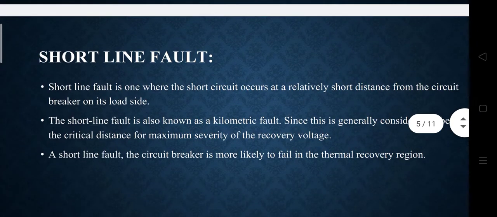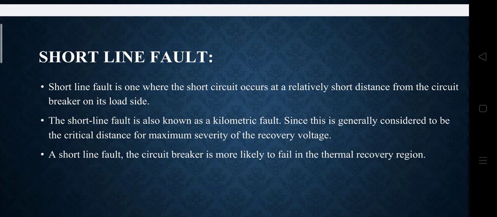And a short line fault is one where the short circuit occurs at a relatively short distance from the circuit breaker, on its load side. Mostly these types of faults occur within a given range. It may vary from 0.5 kilometer to 5 kilometers. If it occurs in the middle, it is then a short line fault due to the short circuit.